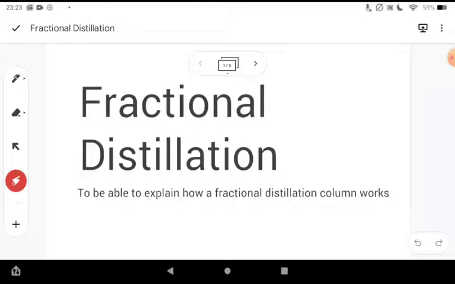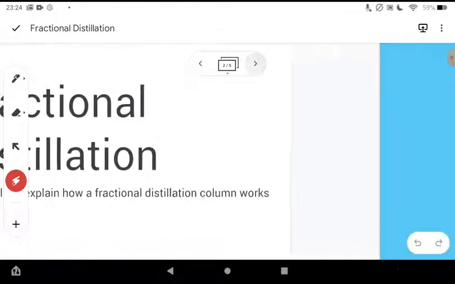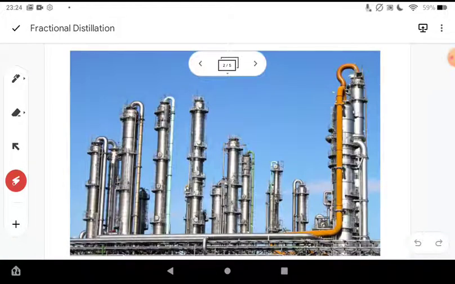Fractional distillation works very similarly, however, there are some little tweaks to that. The idea of fractional means you do it several times, so you won't just do it between two liquids and boil one off. You'll do it to several liquids within a mixture. And how do we do that? So we use something called a distillation column.